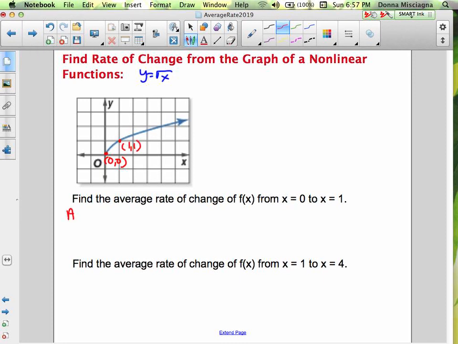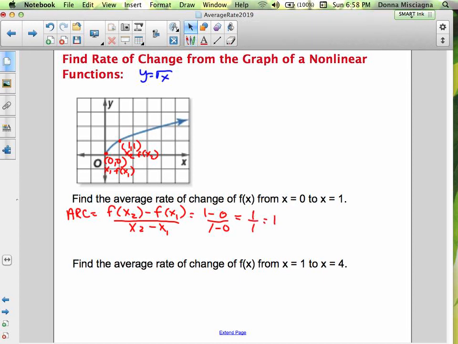So the average rate of change, which is the slope of the secant line, is the difference in the value of the function divided by the difference in the x values. So that would be 1 minus 0 over 1 minus 0, because this is the x2, this is the x1, this is the f of x2, if you will, or y2, and this is the f of x1. And that's just going to be 1 over 1, which is 1.